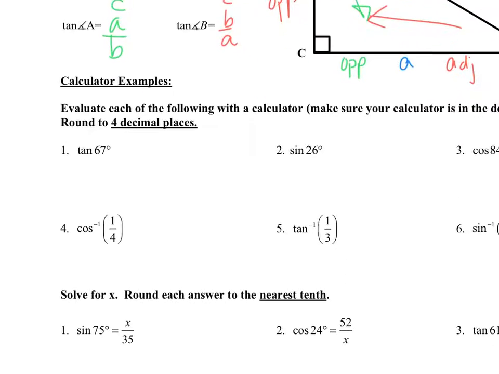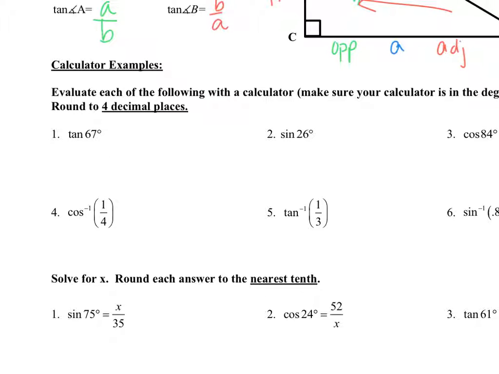Go ahead, you need calculators today. It doesn't matter if it's scientific or graphing, but if you are using graphing, make sure that your calculator is in degrees. How do you do that? Go to mode, which is on the left-hand side of your calculator, and make sure that degrees is highlighted. The first thing we're going to do is just practice plugging these into our calculators. You should see sine, cosine, and tangent right above the parentheses. Press tangent of 67 and round to 4 decimal places, and we should get 2.3559.